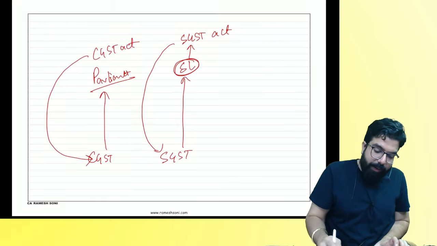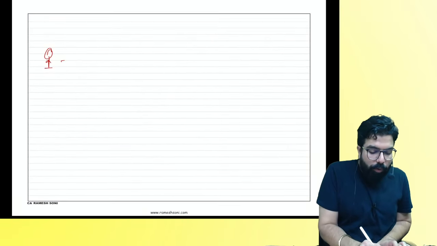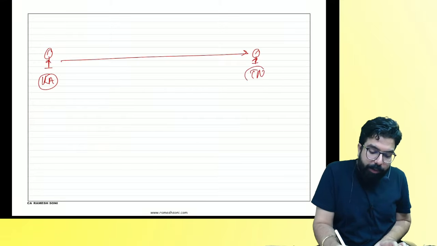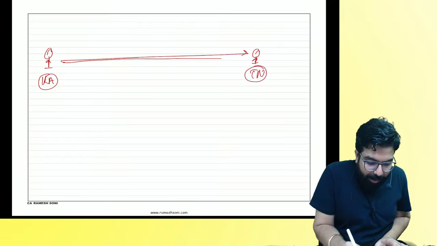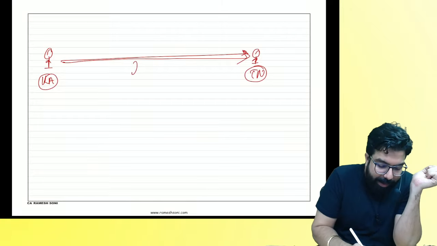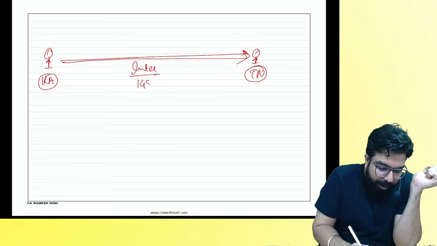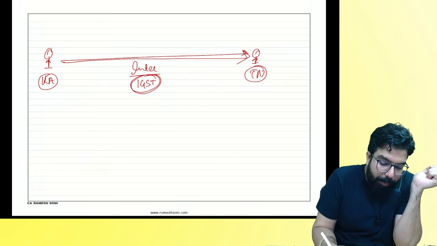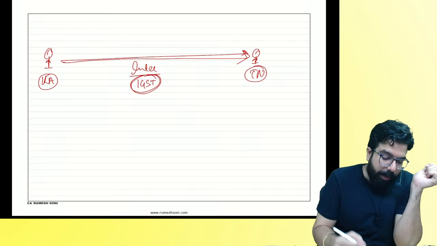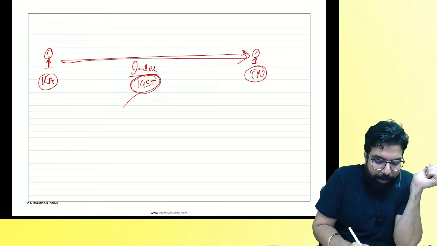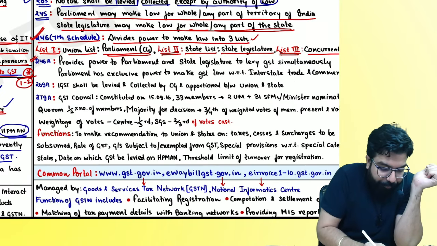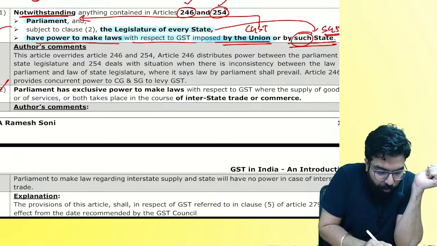Now tell me one thing, whenever it is a transaction from one state to another state, supposedly Karnataka to Tamil Nadu, it is interstate, right, everyone? What will be charged over here? This IGST law will be made by the state government or the central government? So this IGST law will be made by whom? Parliament. Are we clear?